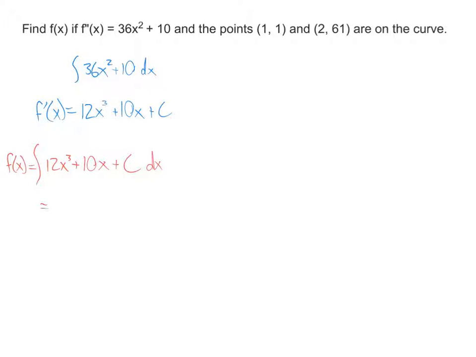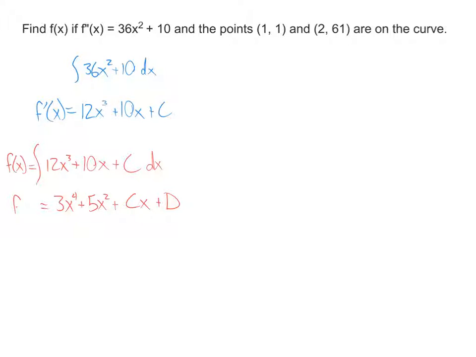What do we get here? We get 3x to the fourth plus 10x squared over 2, which is 5x squared, plus cx, plus d, and I'm going to use d as my constant for this one. So here's the thing. This is why we had to have 2 points on the curve. What are we going to make here? A system of equations.